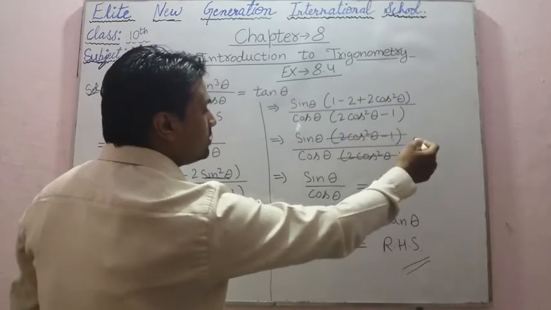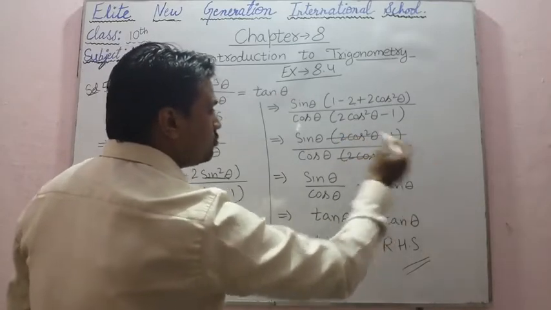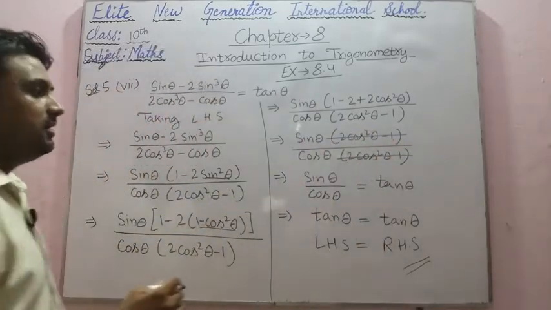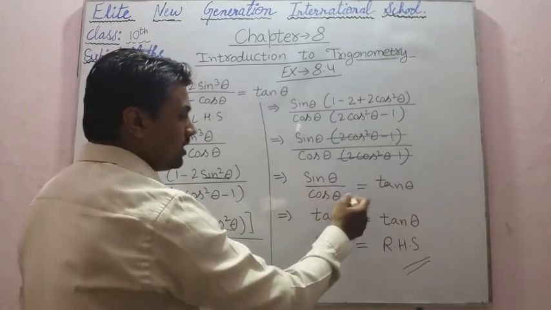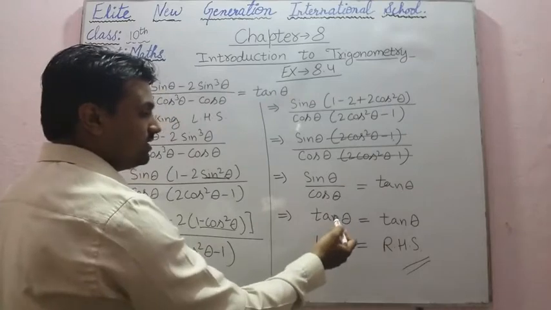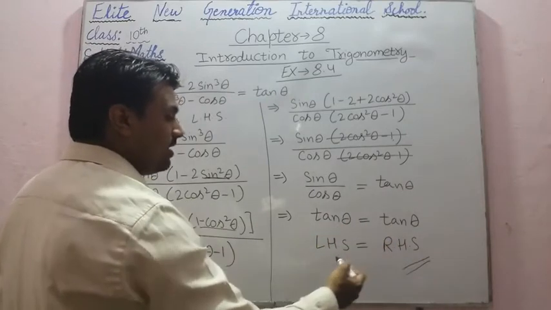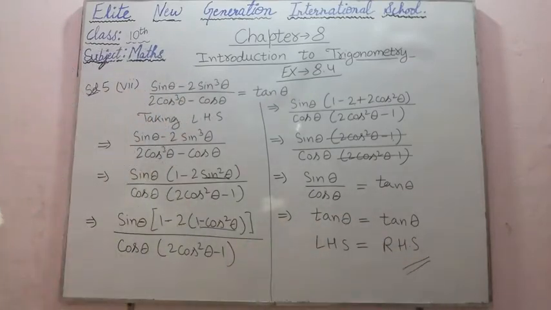So (2 cos square theta minus 1) will be cancelled by this (2 cos square theta minus 1), and here it will be sin theta upon cos theta. So sin theta upon cos theta equal to tan theta. So we can say that tan theta equals tan theta. So LHS equals RHS. So in this way we can prove this question also. Now after this the next question.